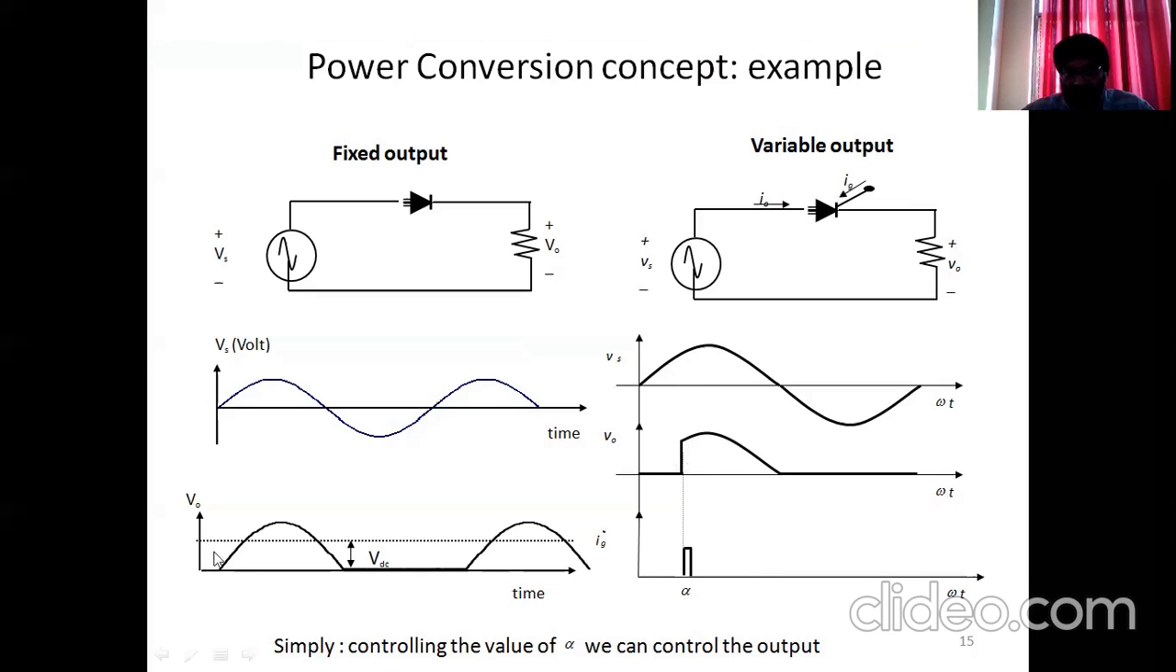So when we take the average of this and this, they are different. Just by changing this alpha value, we can change the average value of the output. In the uncontrolled case this average value is fixed, but here the average value can change depending upon the value of alpha. So that is the very, very basic concept of power electronic circuits. Very simple.